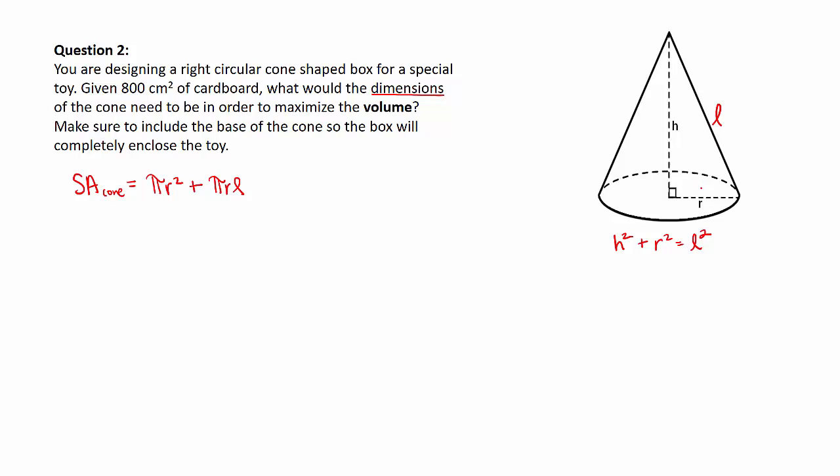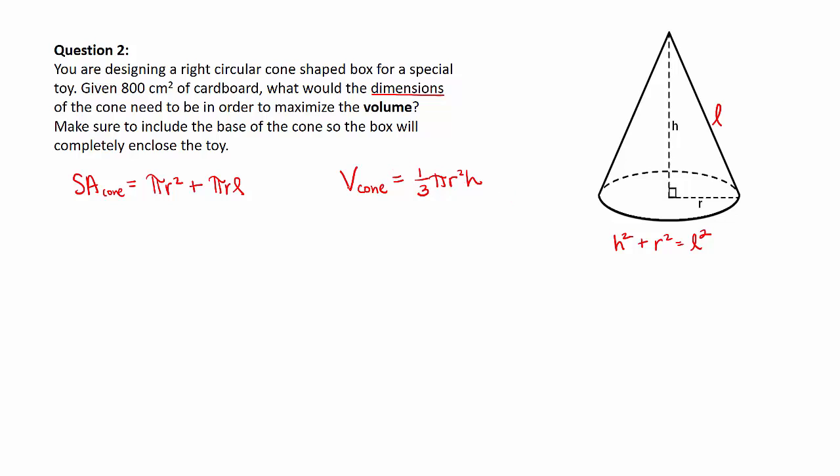I haven't even written down volume yet. We might as well do that right here. The volume of the cone is a third of a cylinder. So it's a third pi r squared h. So we have 3 different equations that we need to start playing around with.